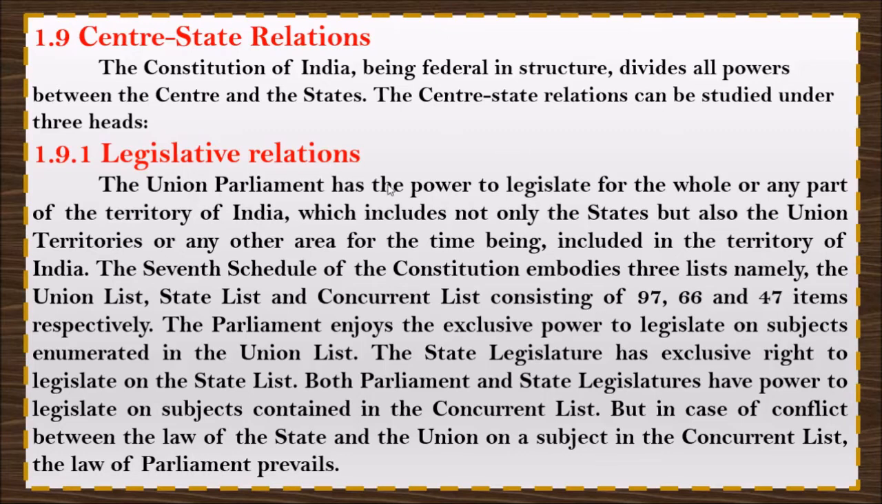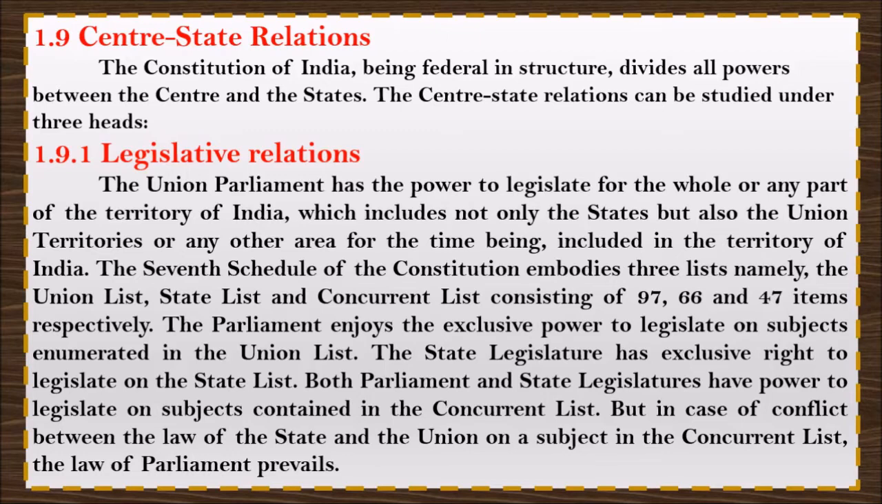Now, the Union Parliament has the power to legislate for the whole or any part of the territory of India, which includes not only states but also the Union territories or any other area for the time being included in the territory of India. It means that even in the Union territories or any other area included in the territory of India, the Union Parliament has the power to rule over it.